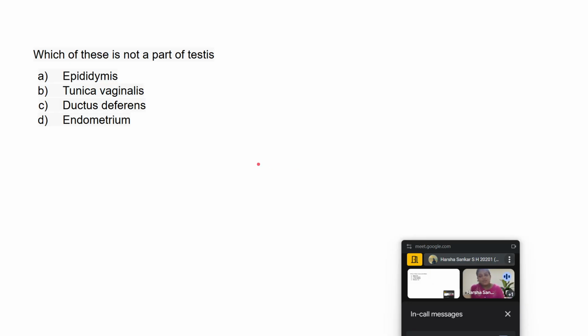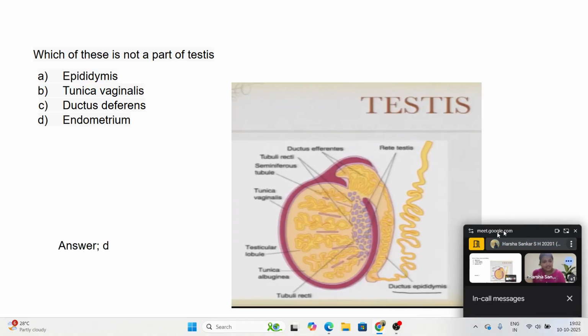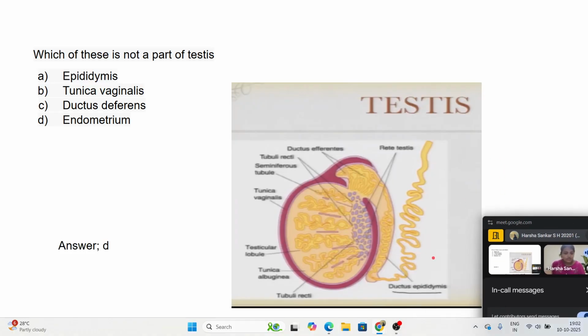Correct answer is endometrium. Endometrium is a part of the female reproductive system. You can see here, this is the testis structure. So you can see all the other things: epididymis, ductus deferens, ductus epididymis, tunica vaginalis. Endometrium is not here because endometrium is part of the female reproductive system.